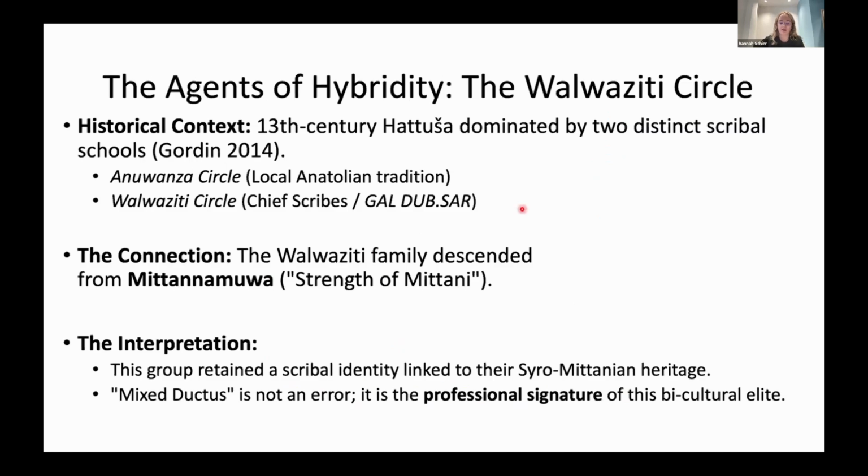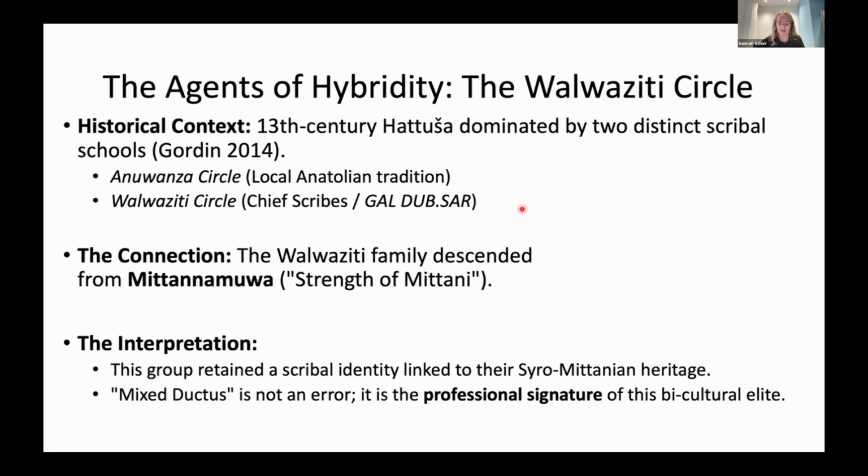If we accept this redactional evidence, we must identify the institutional agents capable of producing it. The historical record gives us 2 scribal schools in 13th century Hattusha, documented by Gordon. The Anuwansa circle, which utilized the local Anatolian tradition, and the Vairasati circle, the chief scribes, holders of the title Galdupsar, which literally means great scribe.